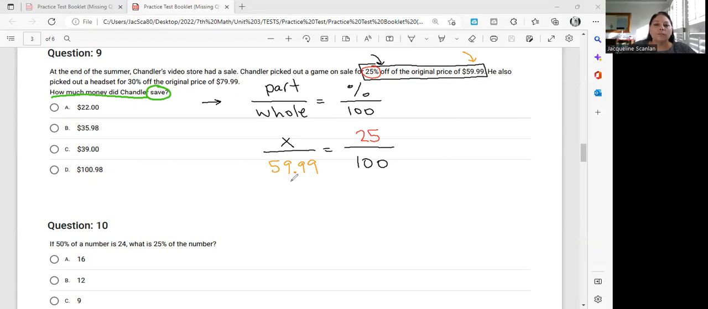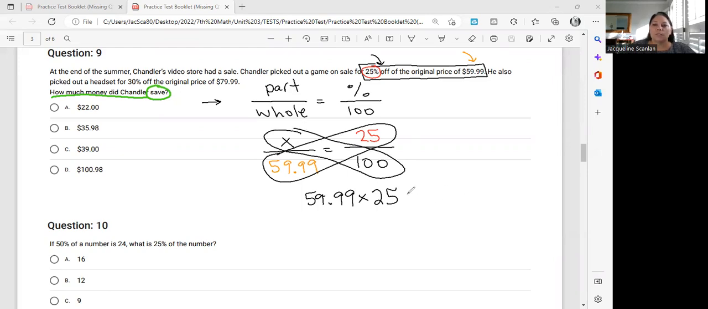Again, if I wanted to try to figure out how to get from $59.99 to 100, I could. I don't prefer that. I'm just going to solve this algebraically. We're going to use cross products. So we're going to multiply $59.99 times 25, and then we're going to say that that's equal to the cross product of 100 times X.